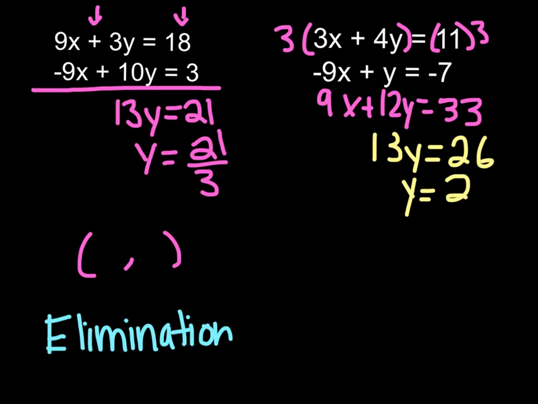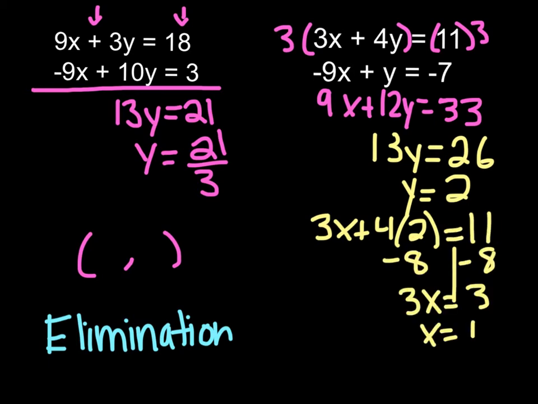I'm going to choose to substitute it into either of the equations, but I'll choose the first one. So I have 3x plus 4 times 2, because that's my y, equals 11. And I'll solve this equation. And I get x equals 1. That means that my solution itself is 1, 2.